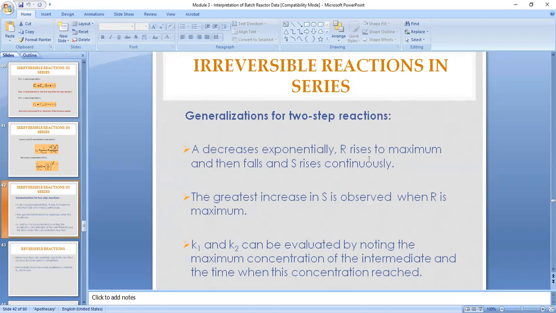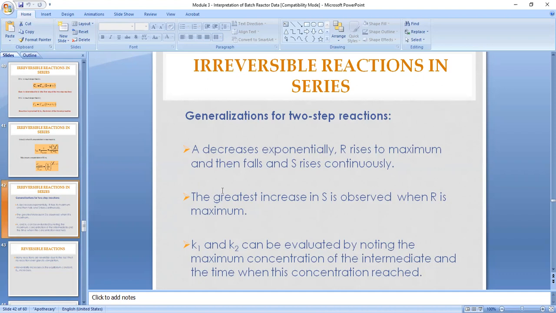And however, it does not stay there. Your R will eventually be used up as more S is being formed. So it falls. It reaches a maximum value, then it falls, while S is expected to continually increase in value. Why? Because it's the final product. Okay, we expect that its value will just stop to increase when there's no more intermediate R being formed.